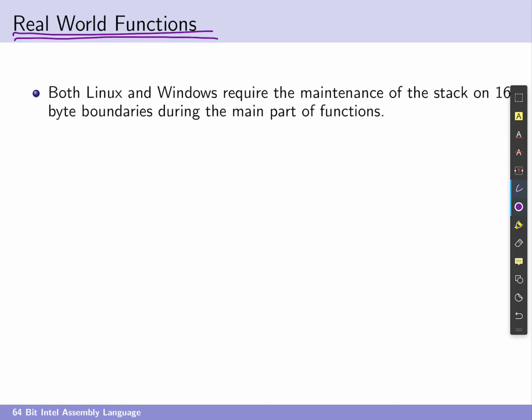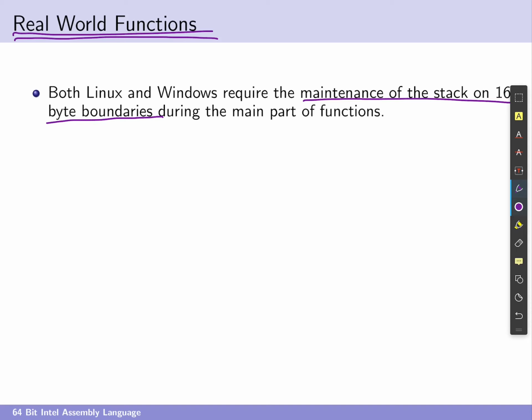Now, both Linux and Windows in 64-bit mode require the maintenance of the stack on a 16-byte boundary during the main part of a function. So basically that means that at any point, if I'm going to call another function or an instruction, I need to actually ensure that my stack is on a multiple of 16. Now, at the moment, you won't immediately have access to the instructions that make that vital. You'll see that will come up as soon as we do the summed instructions.